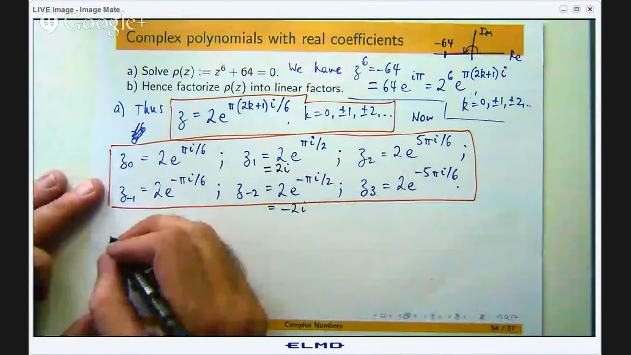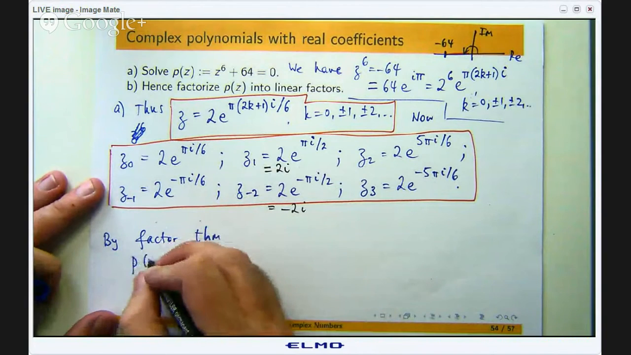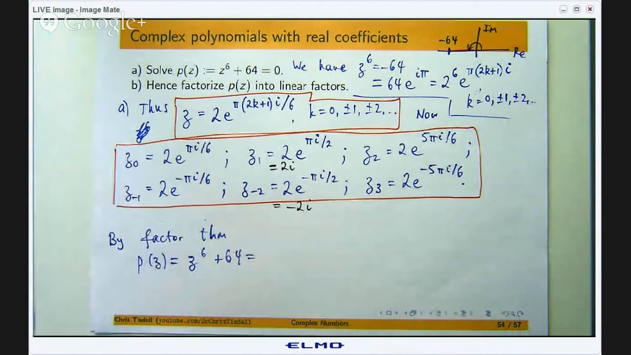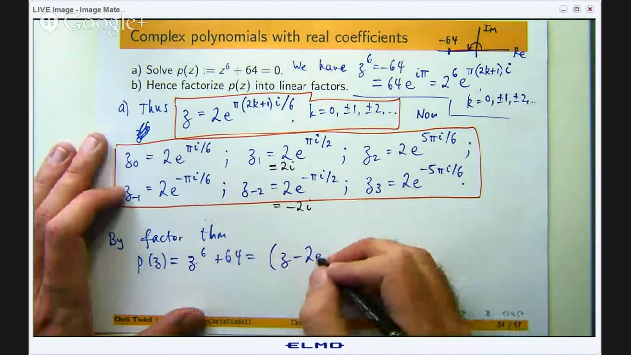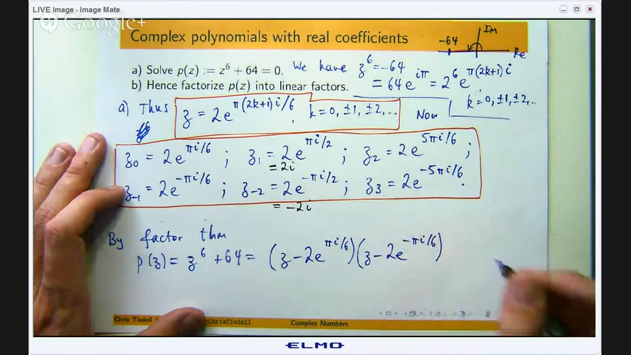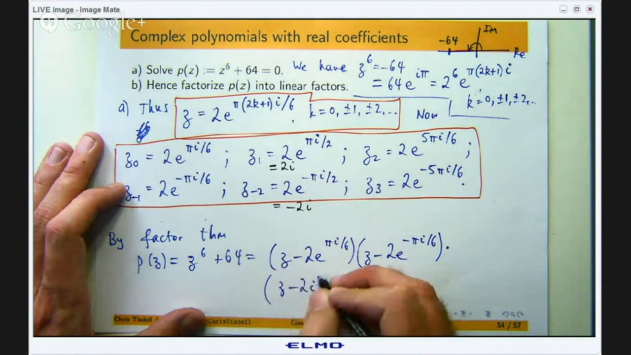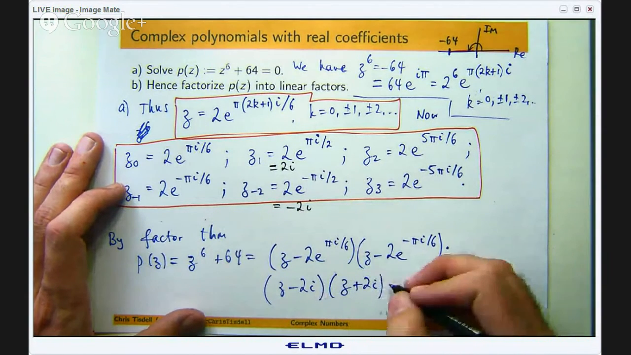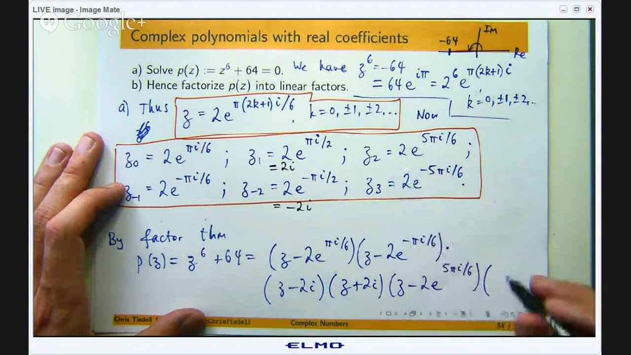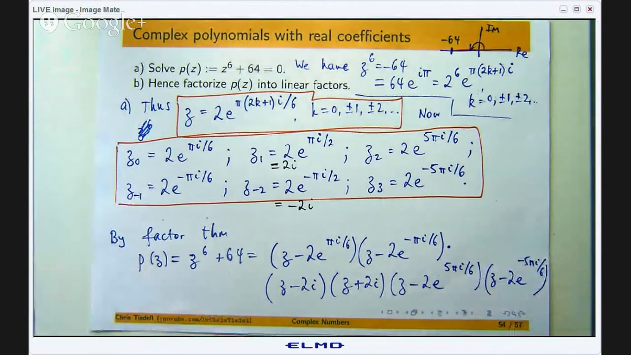Okay, so now I can write the following. It's just the following here. z minus this times z minus that times z minus 2i times z plus 2i times z minus that times z minus that. Okay, so it's a bit of a mess, but we got there.